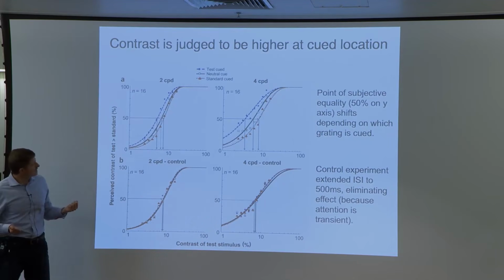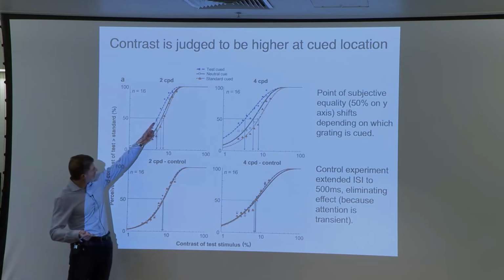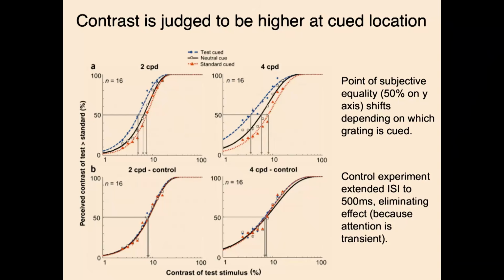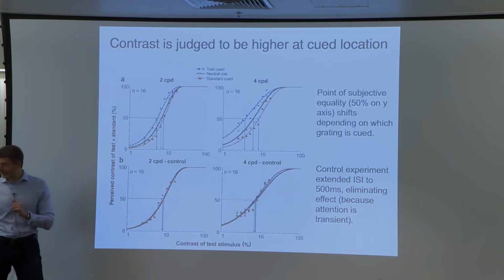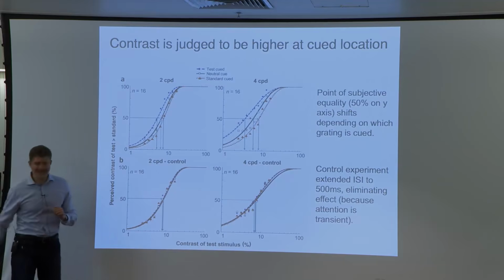Now the interesting thing is what will happen for the blue and the red curves. The blue curve is where the test location is cued. So that little dot pops up at the location of the test, and the red curve is where the standard is cued. The dot pops up at the location of the standard.